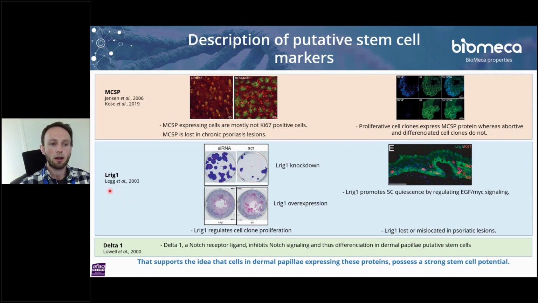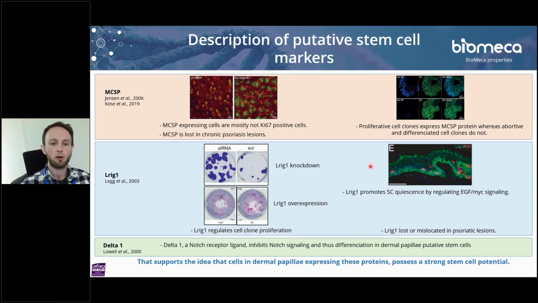Concerning the LYG1 protein, some functional analyses of knockdown and overexpression have shown that the knockdown of the LYG1 protein increased cell proliferation compared to the control, and as the opposite, the overexpression here of the LYG1 protein led to a reduction of cell proliferation compared to the control. So this indicates that the protein LYG1 is involved in the regulation of cell proliferation.